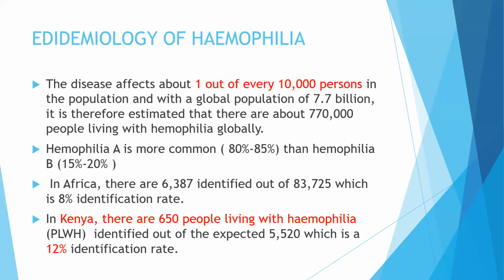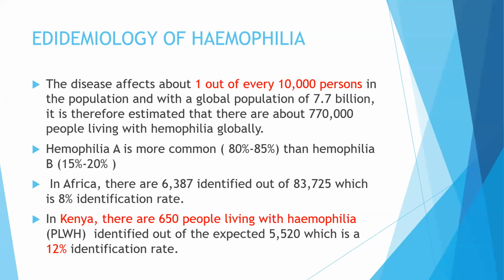And in Africa, there are 6,387 patients identified out of 83,000 expected, which is only 8%. So you can imagine where we are. We still have a wide gap to get these hemophilia patients. It's because in most of our settings, people think it is witchcraft. So a person will just bleed to death because they do not believe what is happening, or they think it is not serious to see this patient bleeding, or they think it's normal.